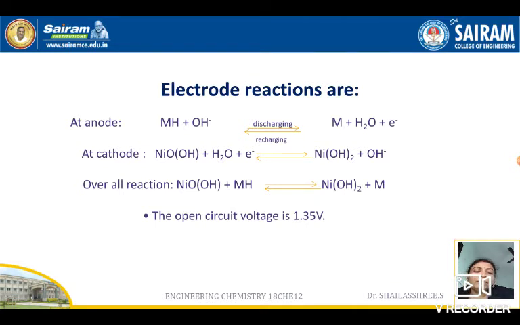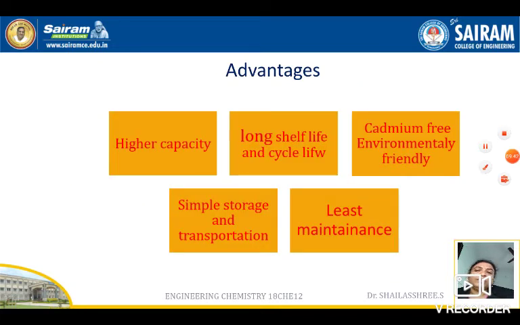A typical simple cell of the nickel metal hydride battery will give around 1.35 volts. Coming to the advantages of the battery, they have very high capacities. They have a long shelf life and cycle life. They are cadmium free, so they are environmentally friendly. Simple storage and transportation is there, and least maintenance, as it is completely wrapped with a stainless steel case.